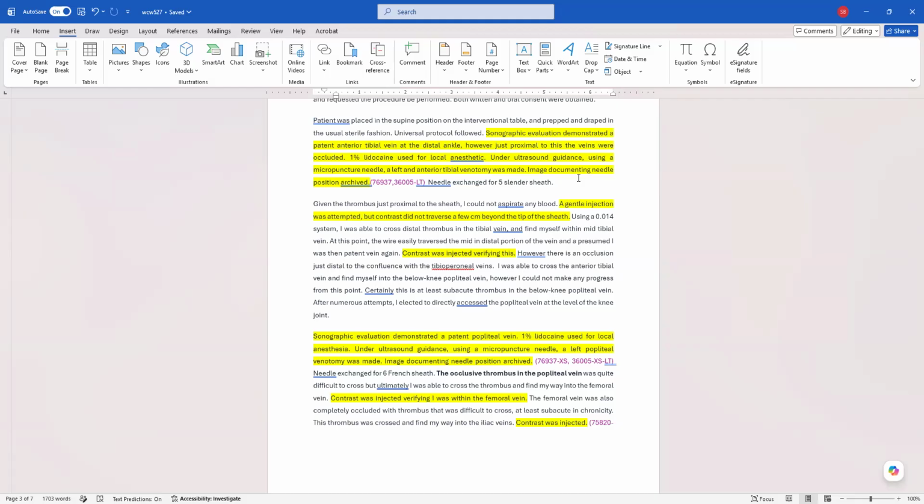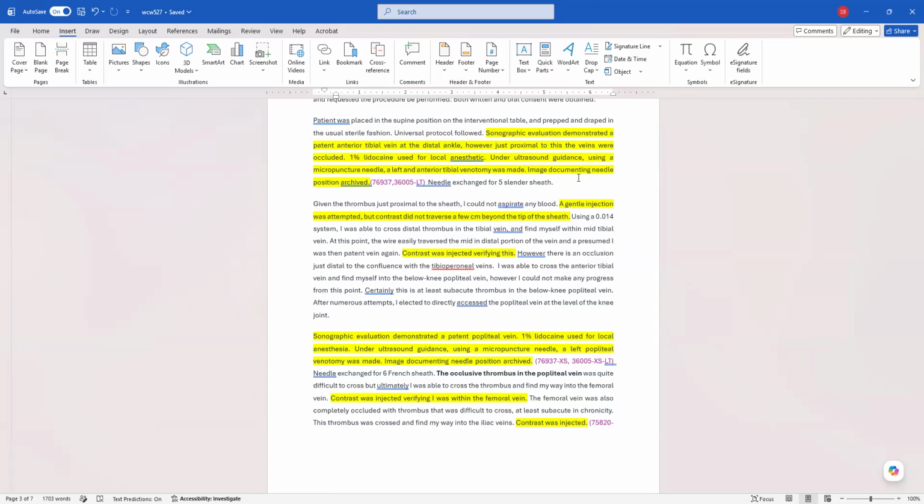Next paragraph, the physician mentions that they couldn't aspirate any blood. A gentle injection was attempted, but contrast did not traverse a few centimeters beyond the tip of the sheath. And then finally was able to cross the distal thrombus in the tibial vein, went to the mid-tibial, and then said easily traverse the mid-distal portion of a vein and a presumed, I was then in a patent vein again. And then contrast was injected, verifying this.